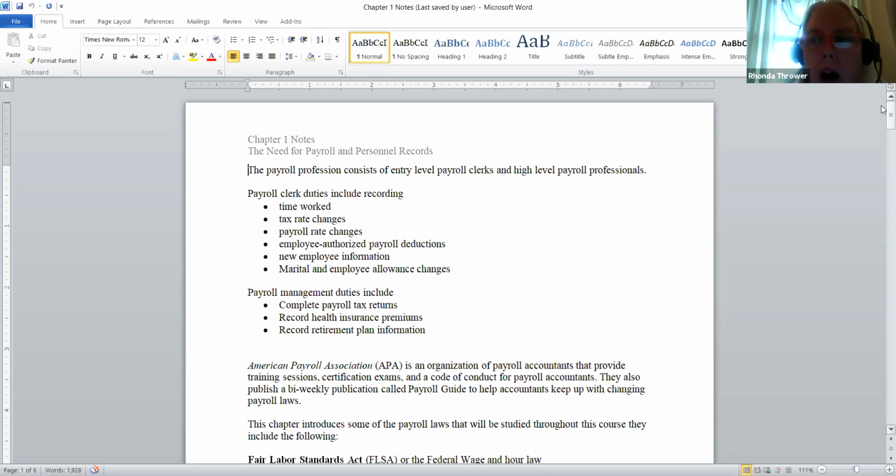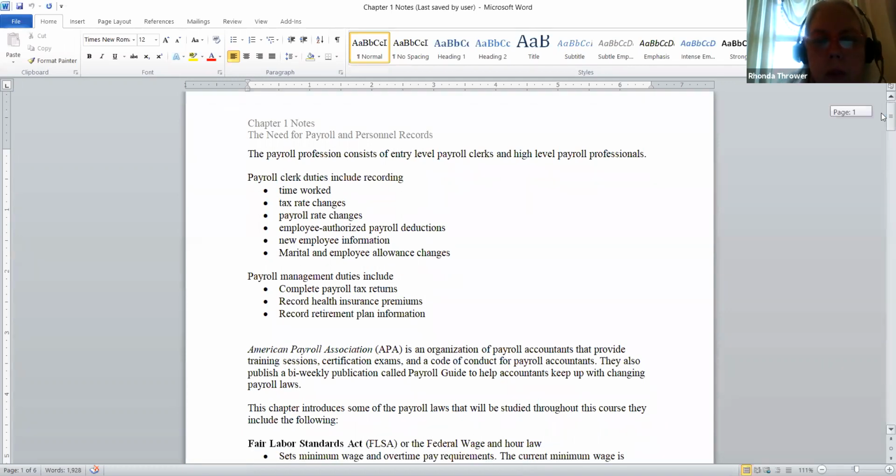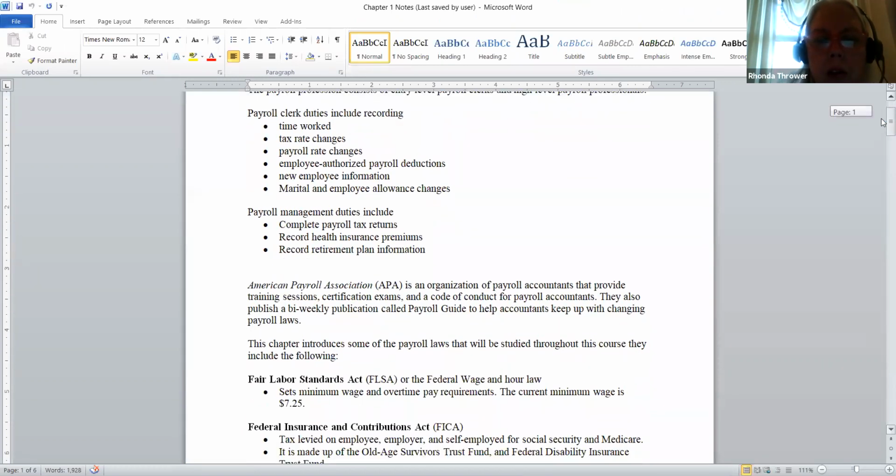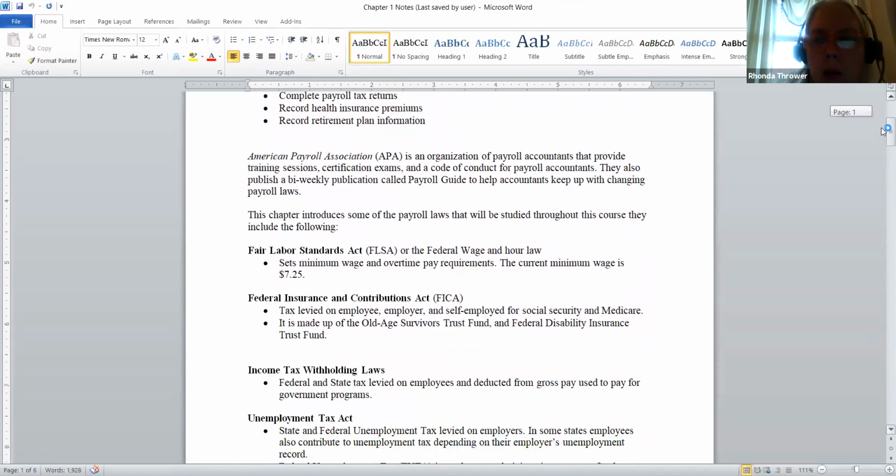I'm not going to read all of the notes to you. I know that you can do this, but I am going to post these notes to Blackboard so that you can read them for yourselves and study over them. But there are some things that are very important that I would like to point out about some of the items that you can find in these notes. First of all, this chapter really talks a lot about some of the payroll laws that we're going to be studying in detail in the coming chapters.